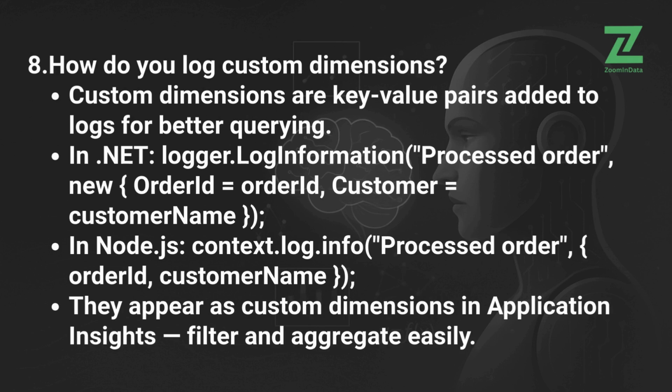How do you log custom dimensions? Custom dimensions are key value pairs added to logs for better querying. In .NET, logger.LogInformation("Processed order {OrderId} {Customer}", orderId, customerName). In Node.js, context.log.info("Processed order", orderId, customerName). They appear as custom dimensions in Application Insights. Filter and aggregate easily.